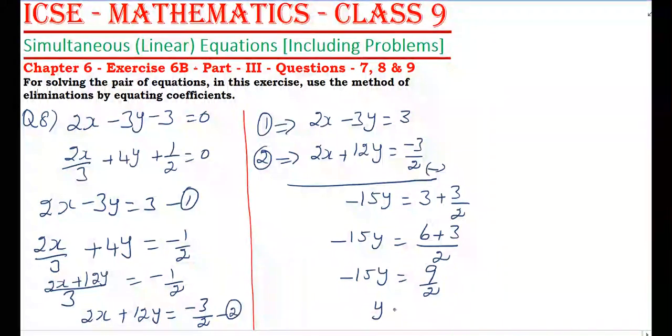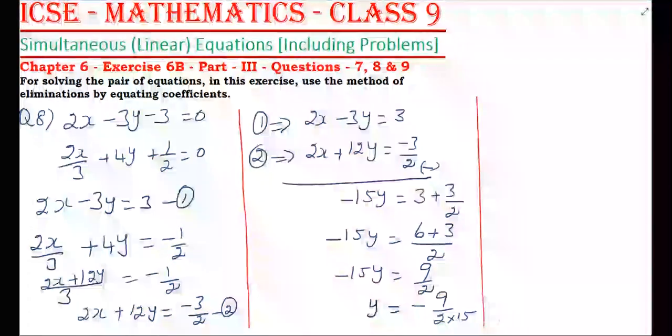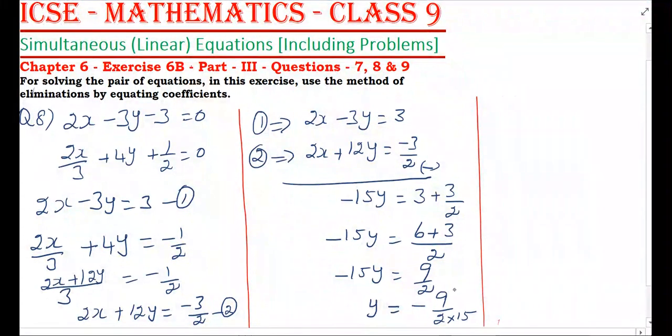So y equal to, this 15 will go as denominator. So minus 9 by 2 into 15. We can cancel this. So 9 and 15, 3 and 5. So now we have y equal to minus 3 by 2 into 5, it's 10. So y equals minus 3 by 10. This we can apply in the first equation.